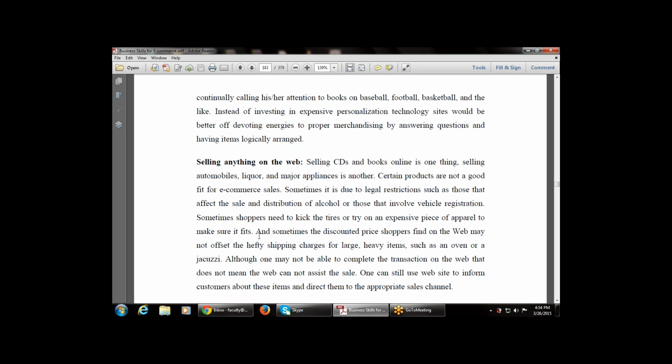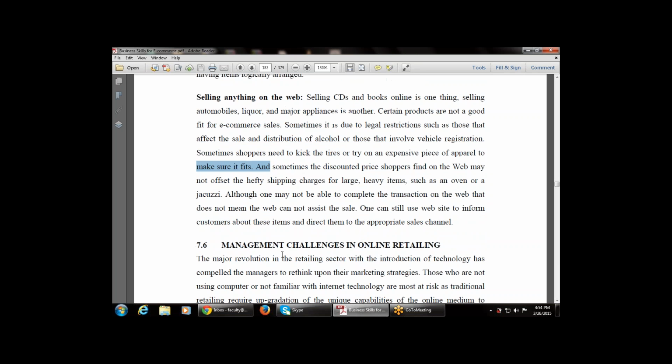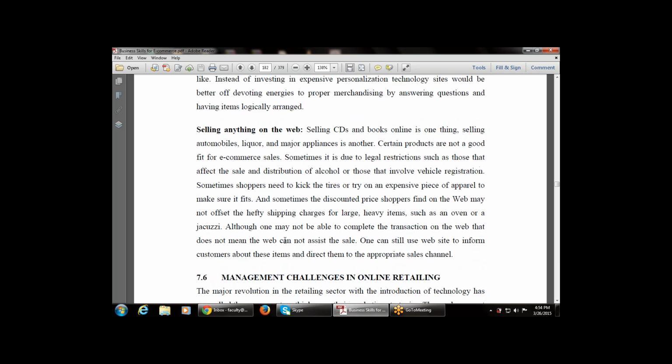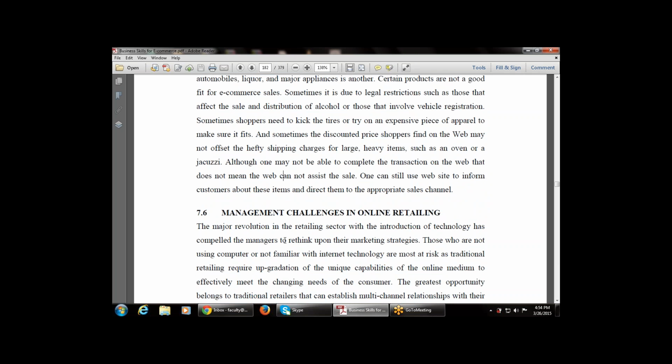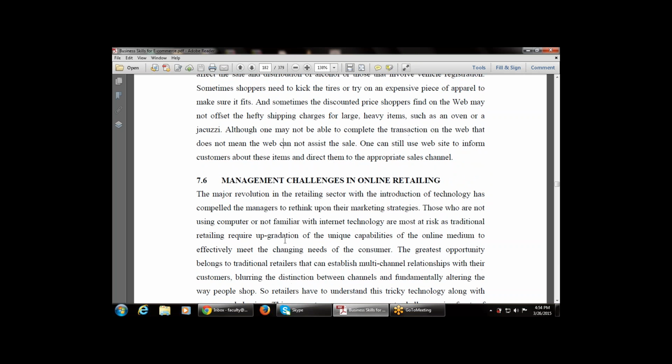There are some cheap objects also that are available online. Sometimes it is due to legal restrictions, such as those that affect the sale and distribution of alcohol or those that involve vehicle registration. Sometimes shoppers need to kick the tires or try an expensive piece of apparel to make sure it fits. So these are the various myths that are available with B2C, that is, business to consumers.